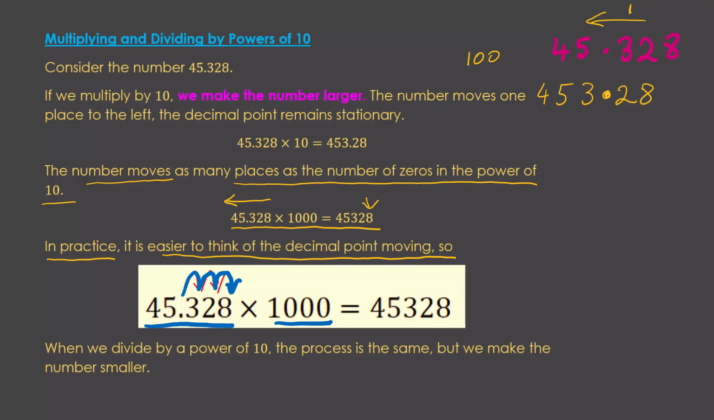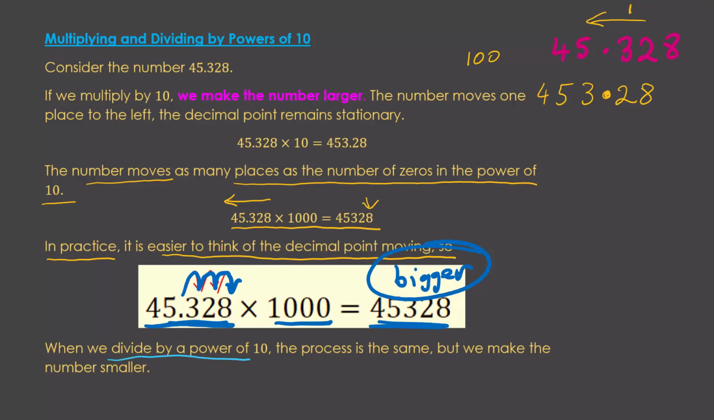Now, I don't like to say to students it moves left, or when we're dividing it moves right. I like to think of the number getting bigger. And if 45.328 is going to get bigger, for that to happen, the decimal point needs to move over to the right. But think about the number becoming bigger, and then you'll get the decimal point to go in the right direction.